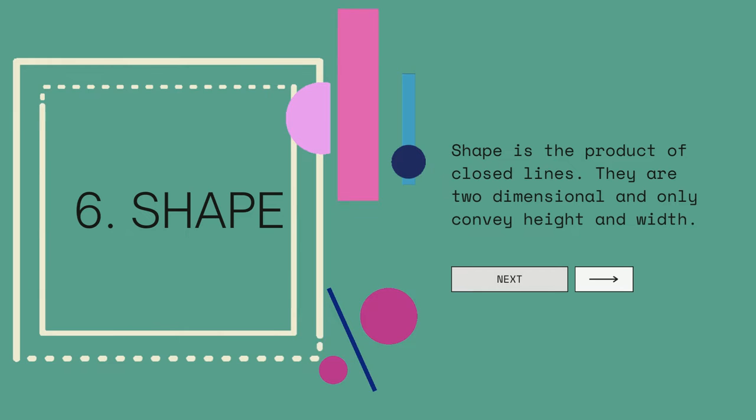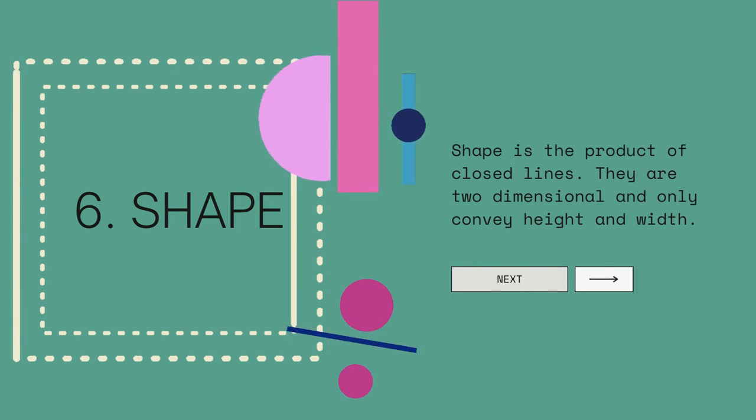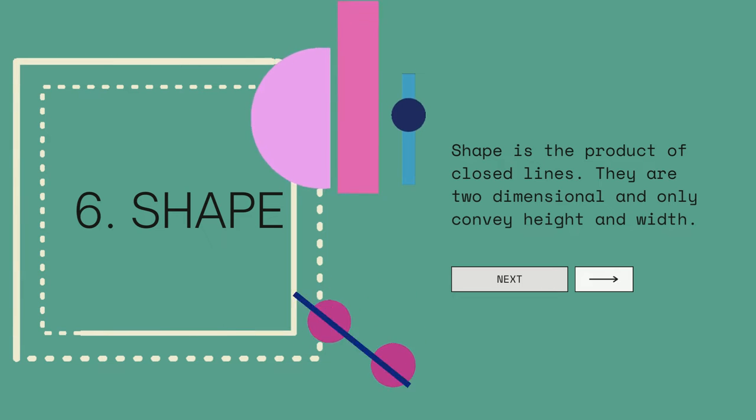Number 6, shape. Shape is the product of closed lines. They are two-dimensional and only convey height and width.